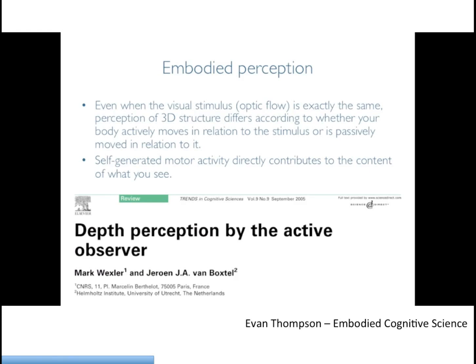So this is Mark Wexler's work. The point here is that self-generated motor activity, motor signals, proprioceptive signals, directly contributes to the content of what you see. So that motor action is constitutive of the perception. It's not just a passive process in which you could be moving not in virtue of your own self-generated activity, but being passively carried along in relationship to the stimulus. So that's a case of what embodiment would mean in the domain of visual perception.